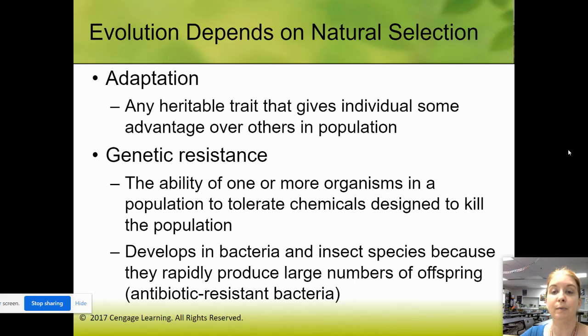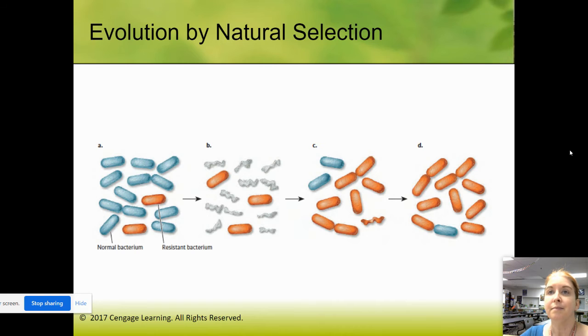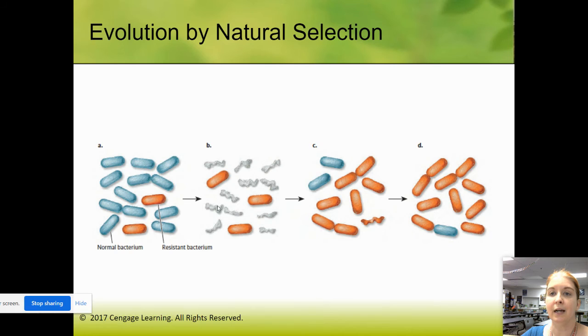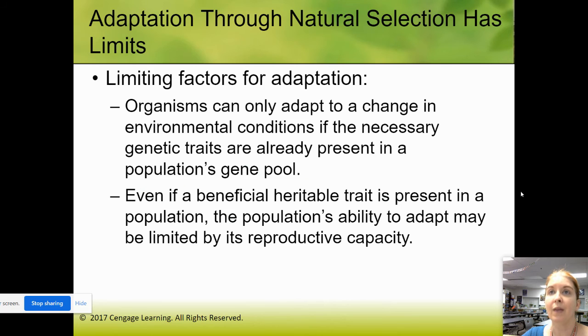This, like I just said, develops in bacteria and insect species because they rapidly produce a large number of offspring. Bugs and bug spray often work the same way. Bug populations will become immune to certain insecticides. So I tend to stick with the natural stuff because that doesn't tend to show a resistance as easily. So here we have normal bacterium, and here's our resistant bacterium. The normal ones die, the resistant ones live. They're going to reproduce, and over time, most of the population now becomes that antibiotic-resistant bacteria, like MRSA. That is bad.